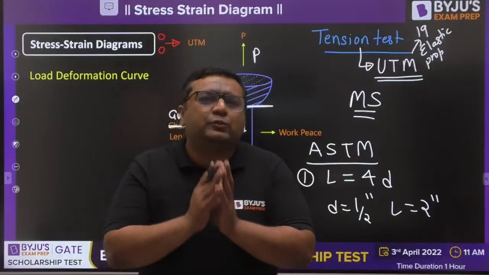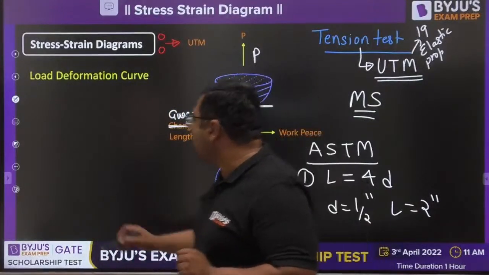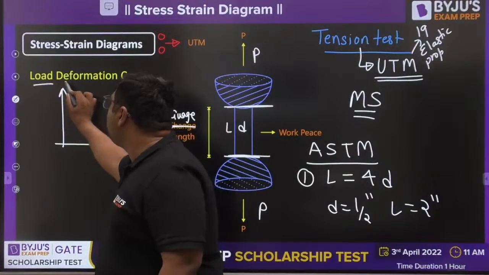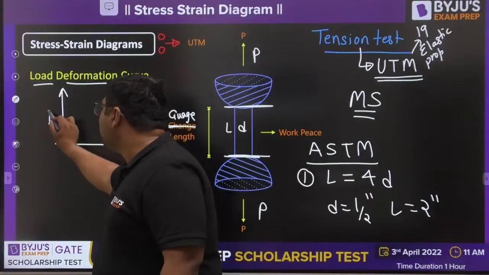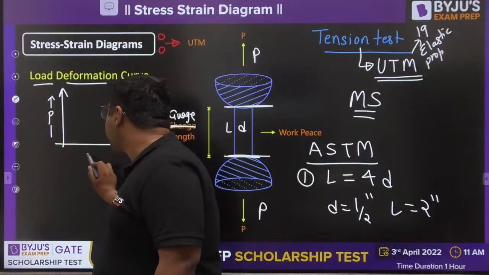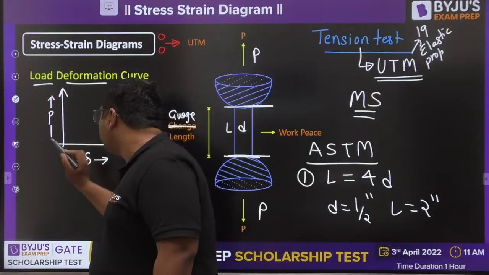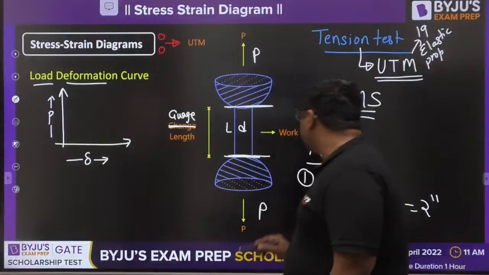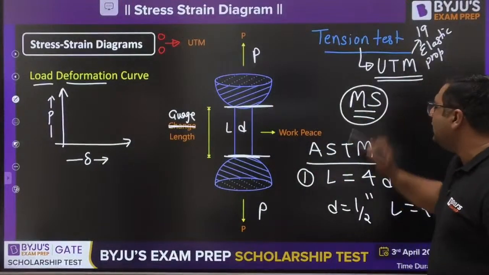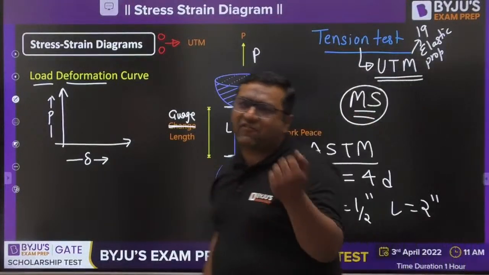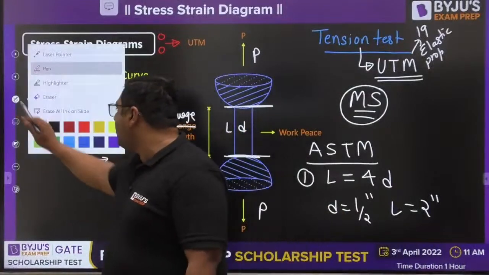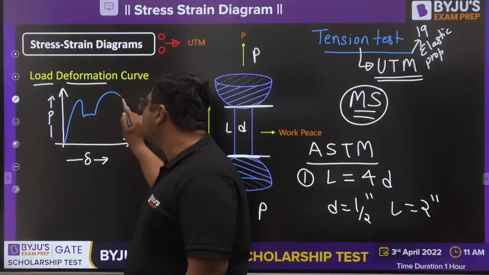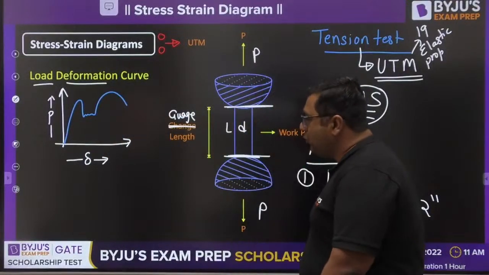And guys, when this test was performed, initially we plotted a diagram. That diagram was given the name of load deformation curve. So on the y-axis we kept load, and on the x-axis we kept deformation. So my dear, this was the diagram plotted. And when we plotted the diagram for a material called mild steel, obviously different materials will give different results, we obtained a diagram like this. So this type of diagram came into picture.